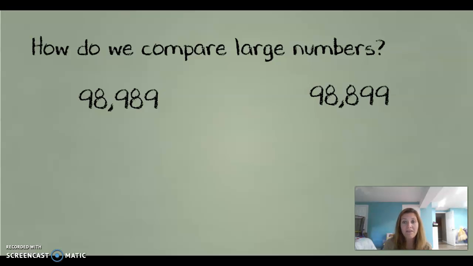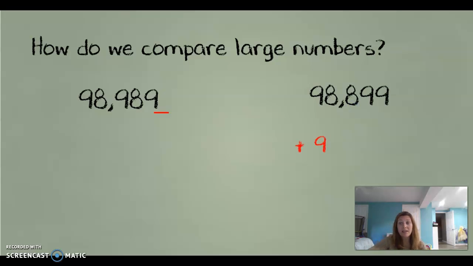We have the one on the left, 98,989, and the one on the right, 98,899. So let's first think about what each digit means. We're going to use our knowledge of place value to help us. In the ones place, we have a 9. So that means 9 ones, or 9.